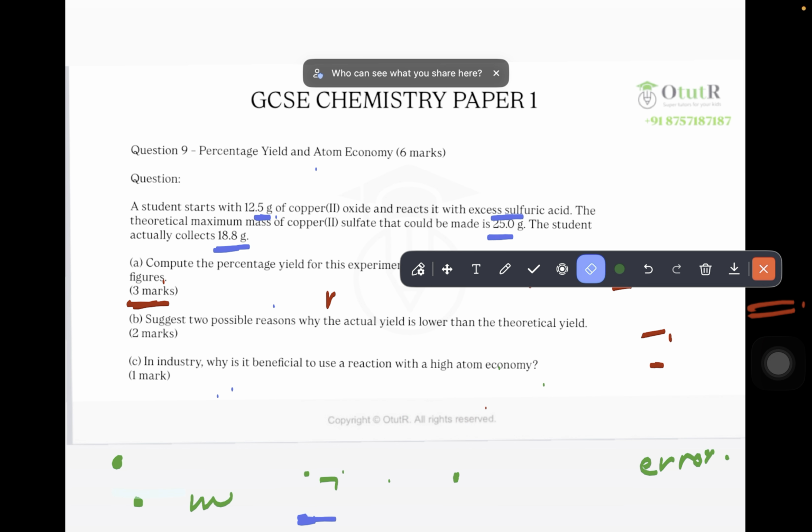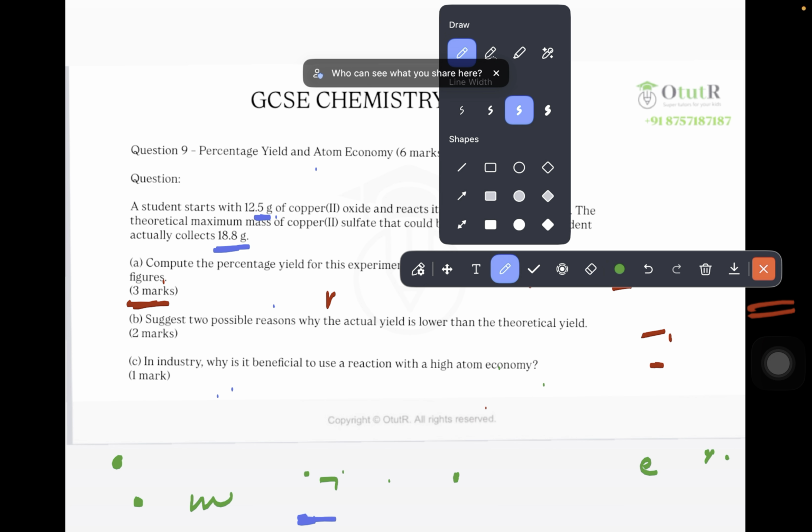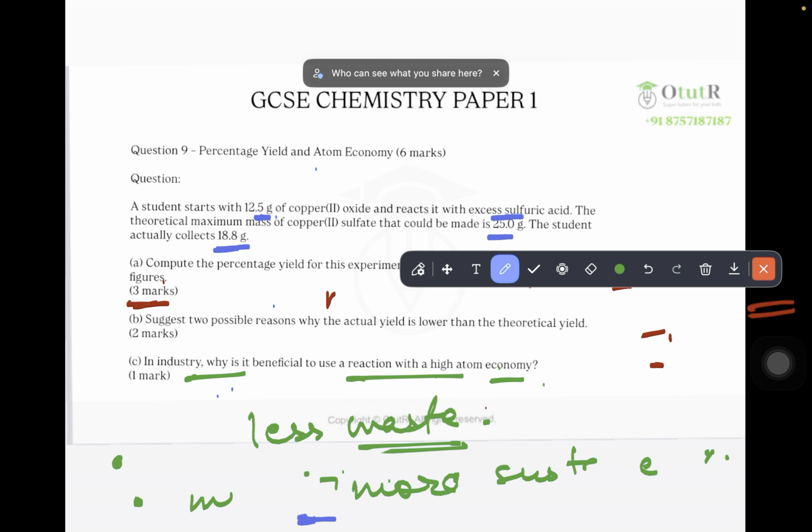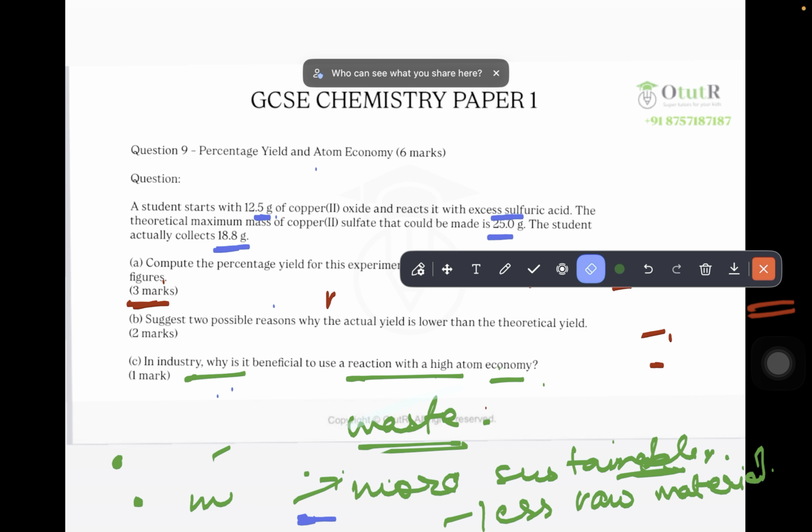Last one. In industry, why is it beneficial to use a reaction with high atom economy? High atom economy produces less waste, which is better for the environment and reduces the cost somehow. So you can use words like more sustainable or less raw material, less waste, more sustainable, less raw material, any one. These are the keywords. Any one thing if you write in your answer, you'll score marks.